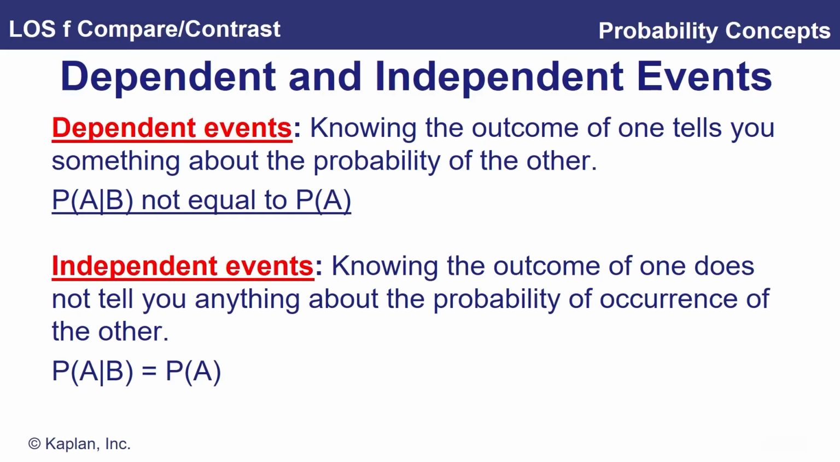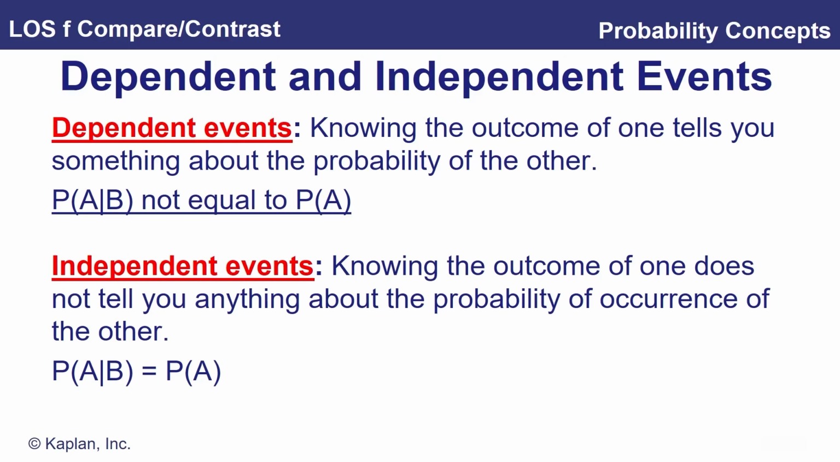Knowing the outcome of one does not tell you anything about the probability of occurrence of the other. In other words, the event's occurrence has no influence on the occurrence of other future events. Think about this like a toss of a coin. Let's say you toss a coin and you get heads, and then you're asked what is the probability on a second toss of getting heads again. Well, of course, it's still 50%. You've got a 50% chance of heads, 50% chance of tails. It is not affected by the fact that you previously tossed the coin and got a head in the previous toss. So, coin tosses, dice rolls as well.